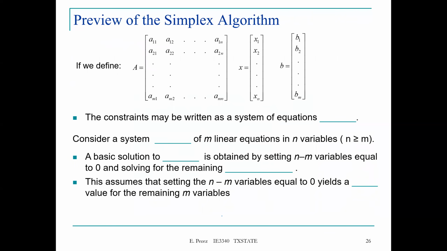If we define that problem in matrix form, we have the matrix A for the coefficients, we have the decision variables vector, and we have the right-hand side vector. The constraints may be written as a system of equations AX equals B. Consider the system AX equals B of m linear equations in n variables. A basic solution to AX equals B is obtained by setting n minus m variables equal to 0 and solving for the remaining m variables. This assumes that setting n minus m variables equal to 0 yields a unique value for the remaining m variables.